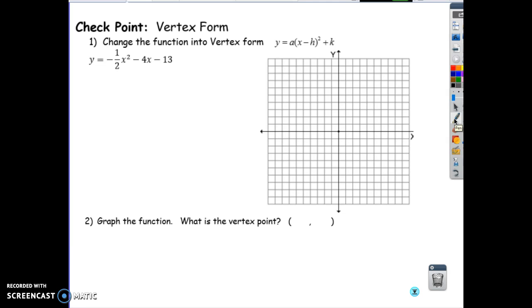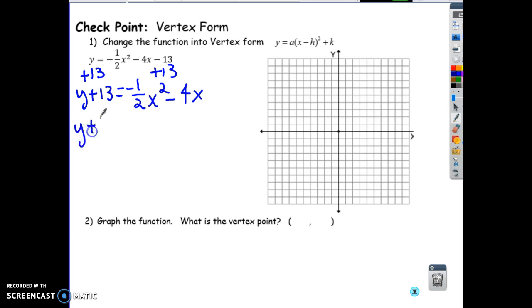So the first thing that we're going to do is we're going to add the 13 to both sides. So we'll get y plus 13 equals negative 1/2 x squared minus 4x. Now again, we want to get the leading coefficient, the coefficient in front of the x squared, we want that to be 1. So we're going to have to factor out a negative 1/2. So we'll have y plus 13 equals negative 1/2 x squared, and this will be plus 8x now.